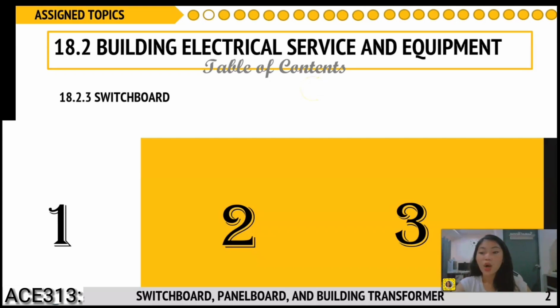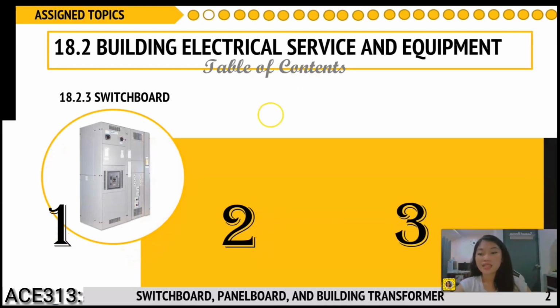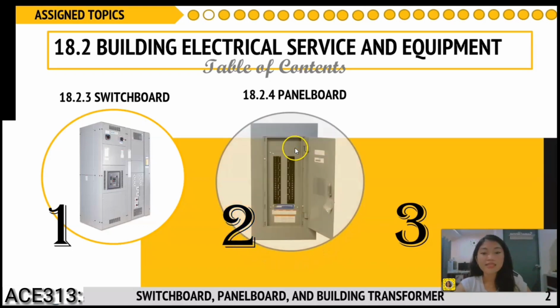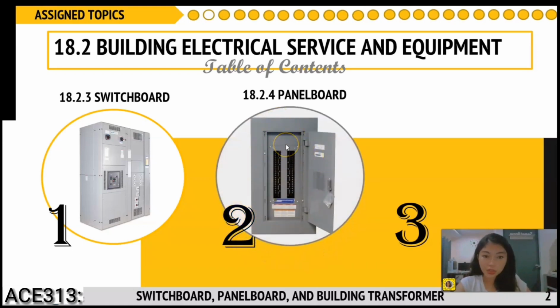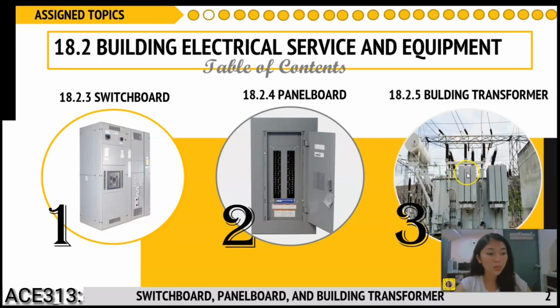First, we are going to tackle the switchboard. That is under Chapter 18.2.3. This is the actual picture of the switchboard. Next is the panel board under 18.2.4, and this is the actual picture of the panel board. Next is the building transformer under 18.2.5, and this is the actual picture of the building transformer.